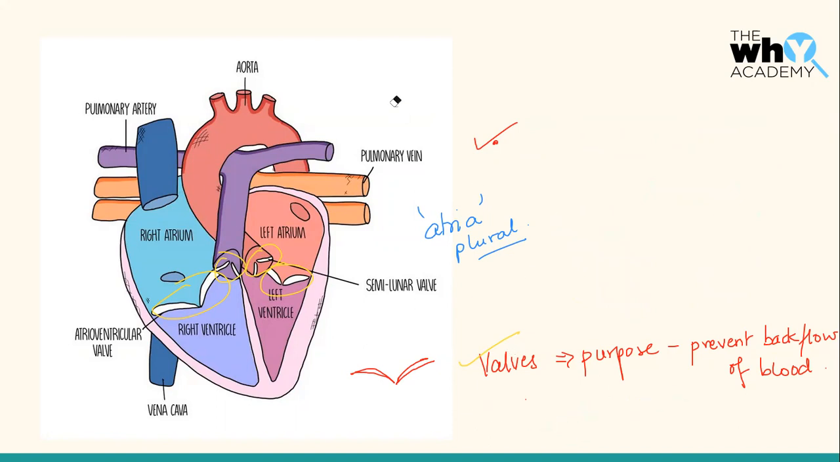Excuse me, ma'am. Could you please repeat where the valves are located? If you see the figure right here, all these white flap kind of structures which you can see are all valves. So they are ideally located between the atrium and ventricles, and between the ventricles and the major blood vessels.